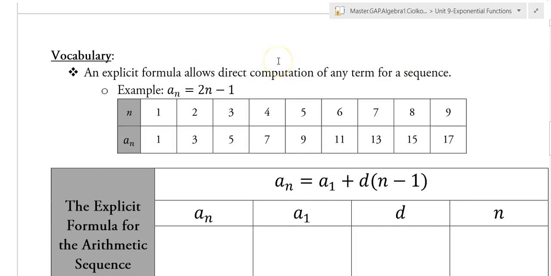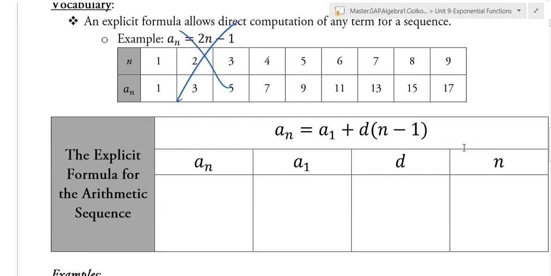So here's our explicit formula. It's going to look kind of like this. We'll kind of skip over this one for now. And let's take a look here. This is going to be our kind of go-to format. So, a_n is the nth term in a sequence. So if I had a with a little 2, it would be a sub 2, or the second term. a_1, that's the first term in a sequence.